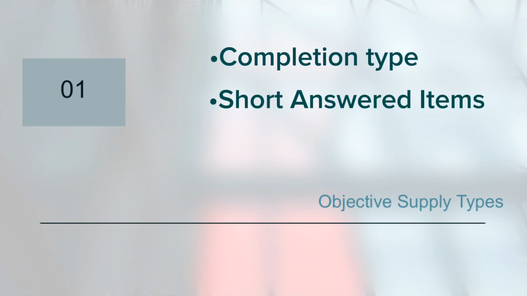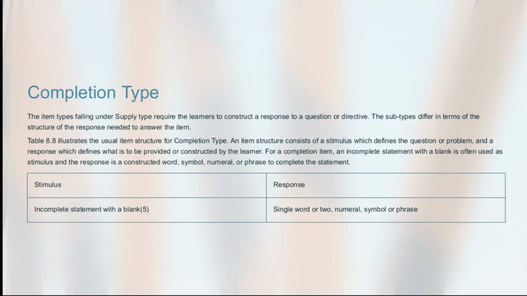Under the objective supply types are the completion type and short answer items. The item types falling under supply type require the learners to construct a response to a question or directive. The subtypes differ in terms of the structure of the responses needed to answer the item. The table below illustrates the item structure of completion type. An item consists of a stimulus, which defines the question or problem, and a response, which defines what is to be provided or constructed by the learner.